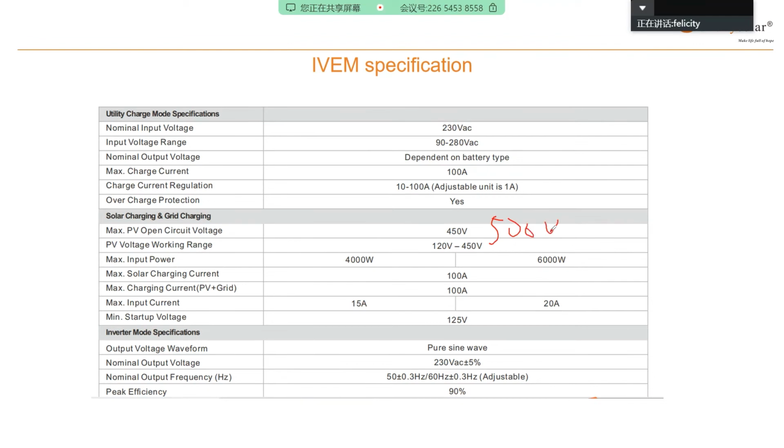The advantage of the high voltage input is you can use fewer parallel strings, and a single string can have more pieces. Then from the system installation you can save more materials, and also the panel's efficiency can be higher.